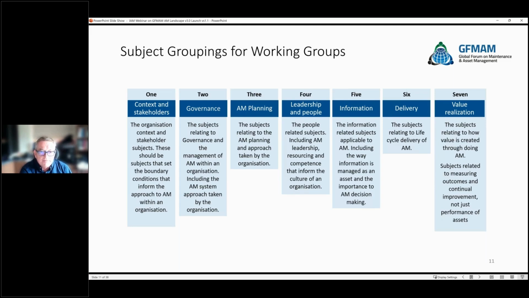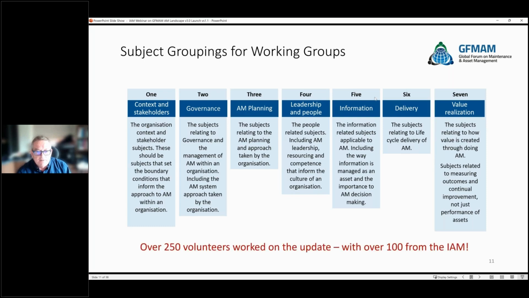As you can see, it follows the logical process of context, stakeholders, governance, planning, leadership, people, information and delivery, value realization. So what happened at this point was there was a steering group set up and a whole series of working groups. I'll explain that structure in a minute. It's a slightly complicated and challenging structure, but through necessity, to get that cross consensus, it was needed.